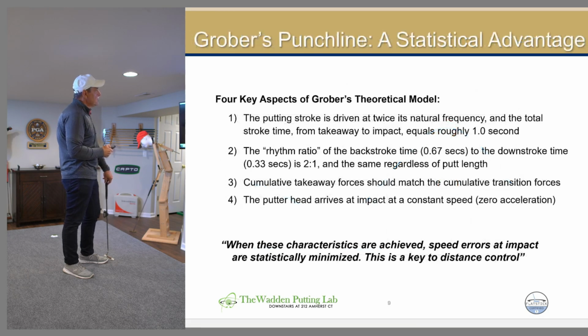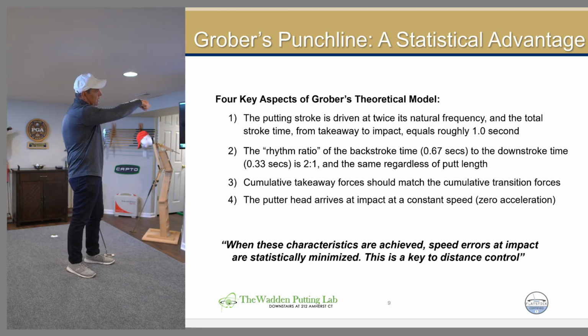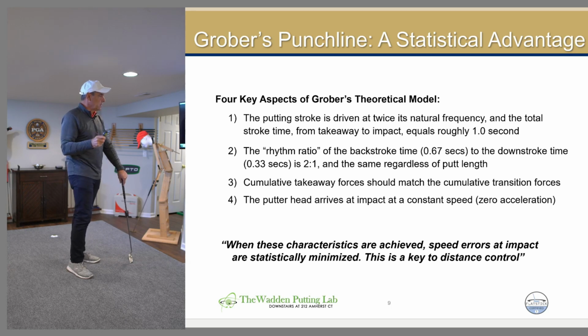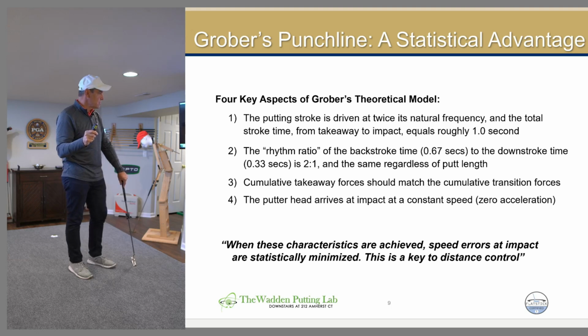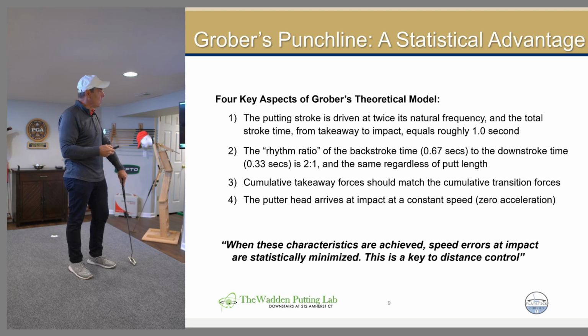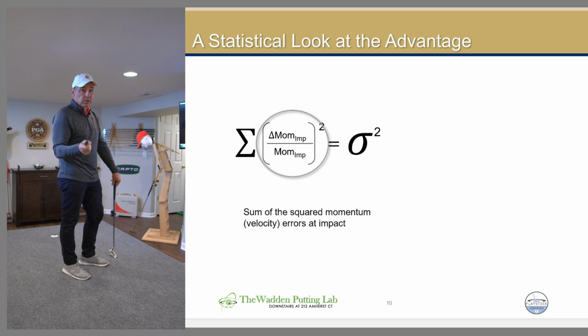So here's the punchline from Grober. I've summarized the four key aspects of his theoretical model that we just reviewed. And he says that when these characteristics are achieved, speed errors at impact are statistically minimized. This is an important key to distance control. So let's look at this statistical argument. We're first going to take a look at the real statistical argument, and then there's an easier, more intuitive way to look at it.